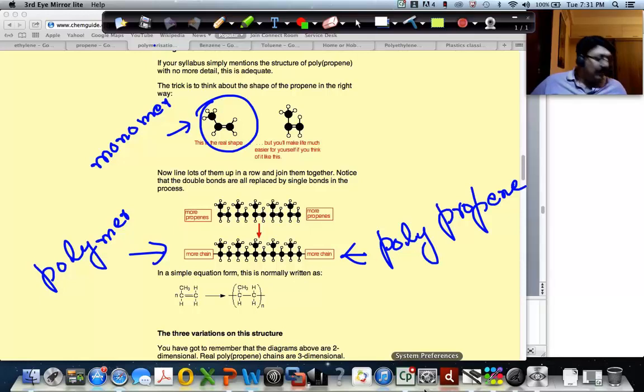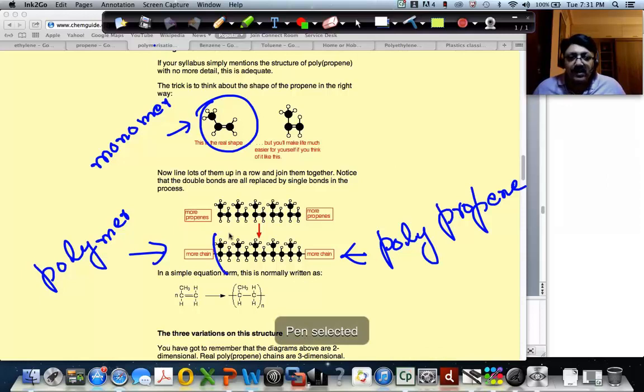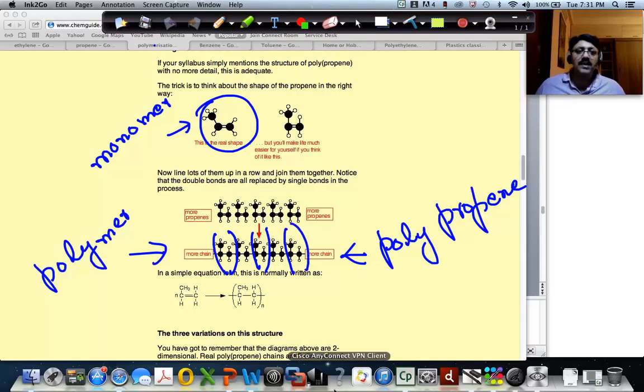So that becomes a chain. This becomes one molecule, this becomes another molecule, and that becomes a chain of molecules. Alright? So here you can see the base unit. This is the base unit, and you can see that base unit getting repeated everywhere. And that becomes a chain of propene molecules, which gives the polypropene.